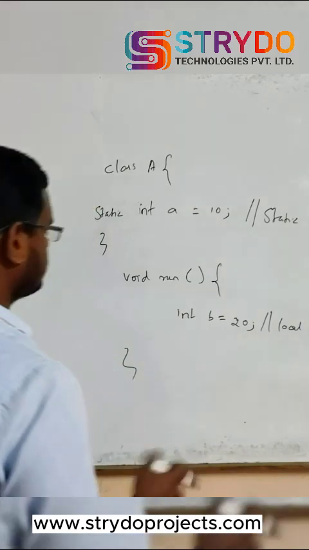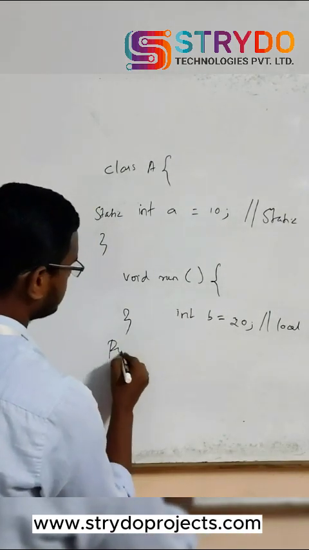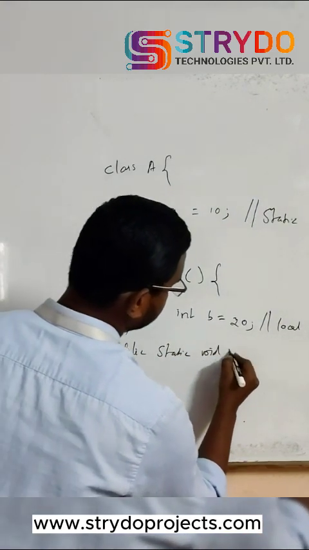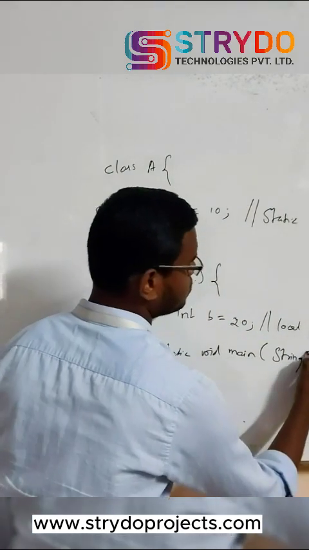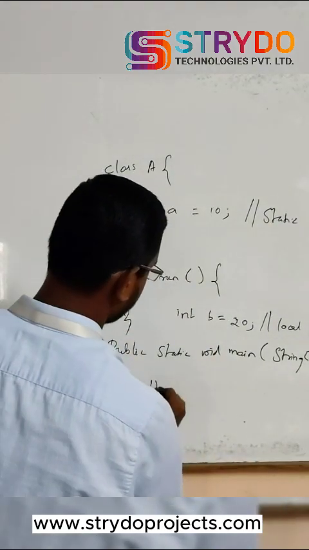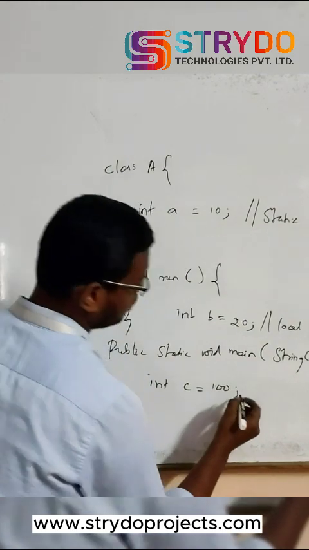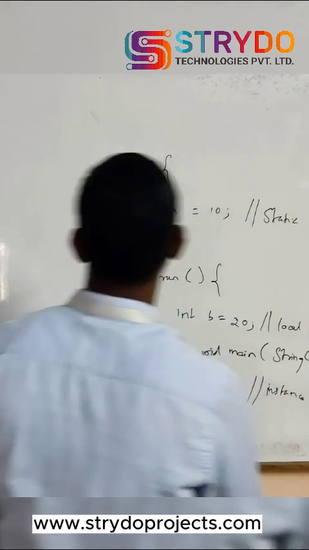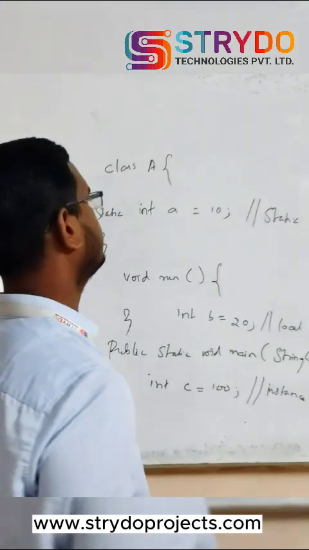If you are going to go for the instance variable, you need to go for the static void main process. In that, if you declare any variable, for example, int c equal to 100, if you add this one, this comes under instance variable. So these are the three variables which come under types.